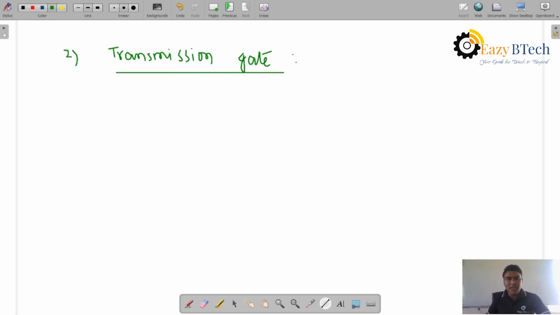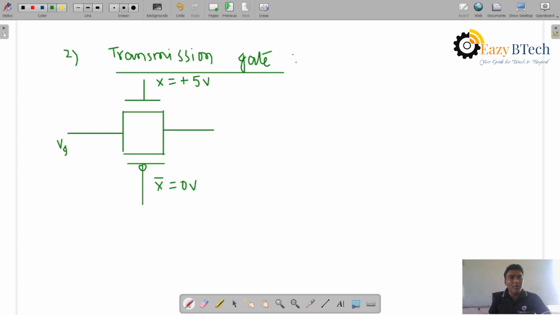Now what happens in a transmission gate? The transmission gate is designed by both NMOS and PMOS. That is called a transmission gate. So the transmission gate is nothing but it is designed by both transistors, PMOS and NMOS. It is a circuit symbol, right? X is equal to, we are applying 5 volts. Here X complement is equal to, we are applying 0 volts. Now Vin we are applying, and Vout will be taken. So the transmission gate is designed by NMOS, the upper one is an NMOS transistor, and the lower one is a PMOS transistor. It is designed by both NMOS and PMOS transistors.